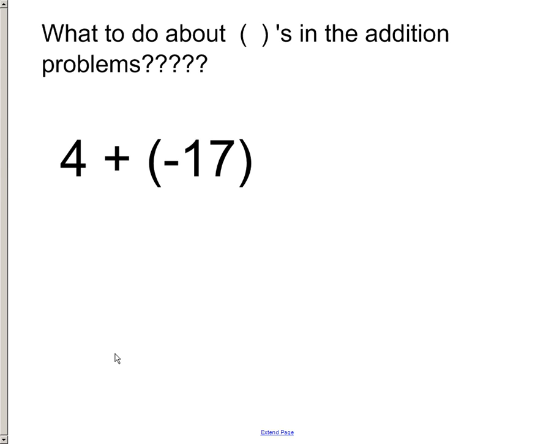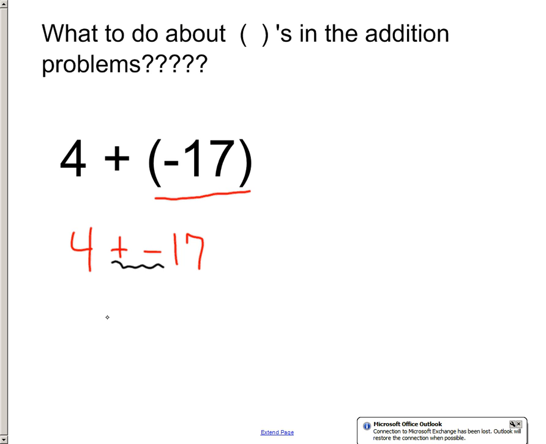Parentheses, what do we do with them? Well, you can basically think of it as this. It's a courtesy to show you when there is a negative number. See, if we didn't have the parentheses, it would look just like this, 4 plus negative 17, and it creates a log jam of all these signs right there.